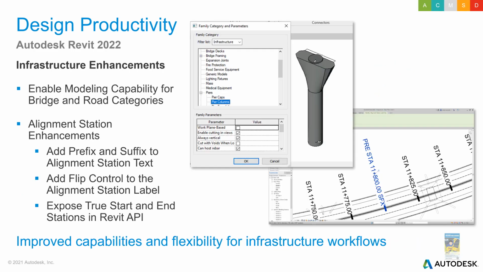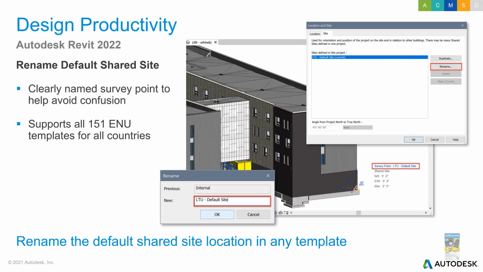You have enabling modeling capabilities for bridge and road categories for infrastructure enhancements now. You have alignment station enhancements as well for adding prefix and suffixes to alignment station text, adding clip controls, and exposing true start and end stations in the API. The default shared site can be renamed to something less confusing.